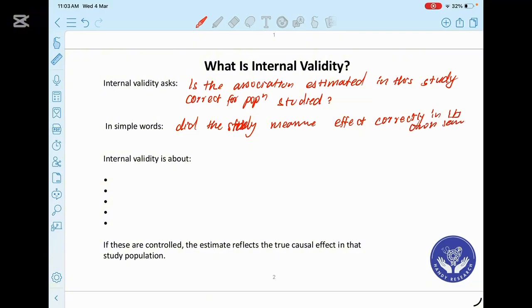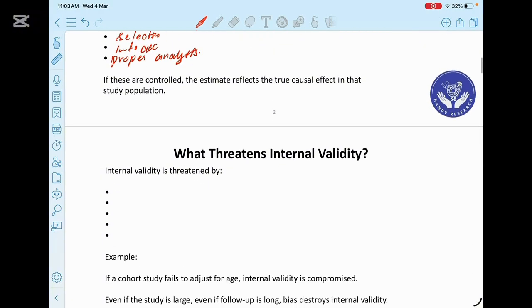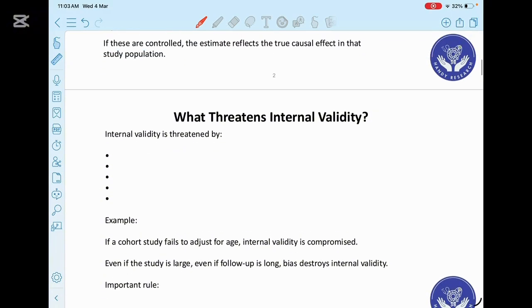Internal validity is about bias, confounding, selection, information accuracy, and proper analysis. If these are controlled, the estimate reflects the true causal effect in that population. Internal validity equals truth inside the study.